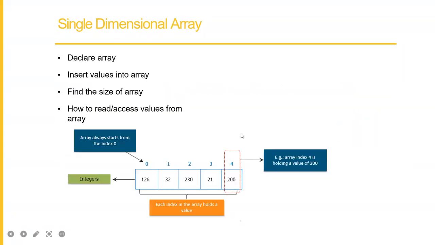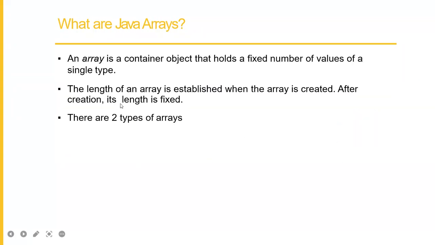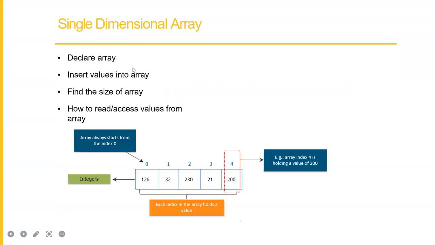There are two types of arrays, guys: single dimensional array and multi-dimensional array. Coming to the single dimensional array: declare an array, insert the value, find the size of the array. How do we read it? These things we have to look at. Look here, this is an array of similar elements.